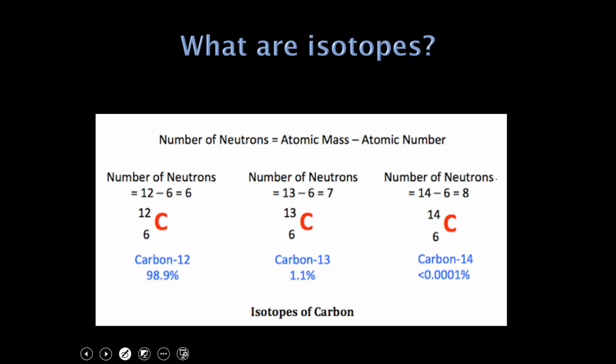Same element, different weight. The only way that you can make an element have a different weight is to give it a different number of neutrons. You cannot change the number of protons, because if you do that, it's not the same element anymore. So same element, different weight, because it has a different number of neutrons.